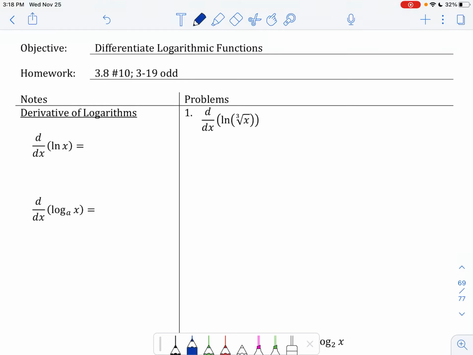Hey there, so our last lesson of the week is to talk about derivatives of logarithmic functions.